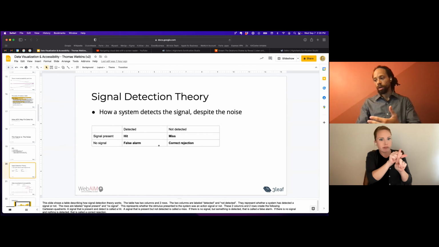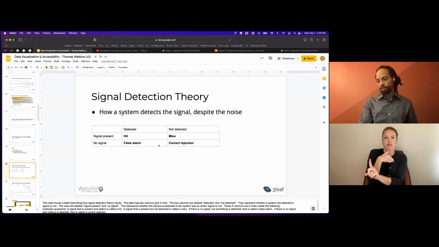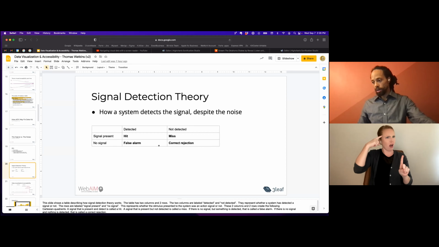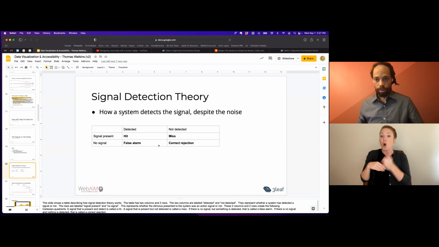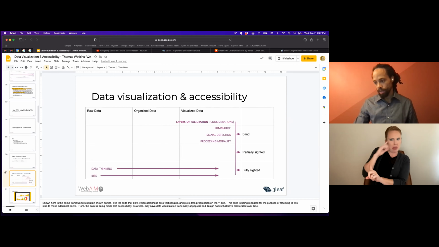A miss is where there was a signal, but you didn't detect it. A false alarm means there was no signal, but you thought you detected something. Or you could have a correct rejection: there was no signal and you also didn't think there was a signal. So that's signal detection theory, just to give you an overview.